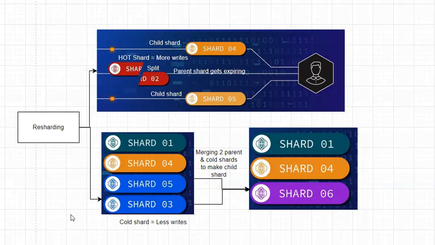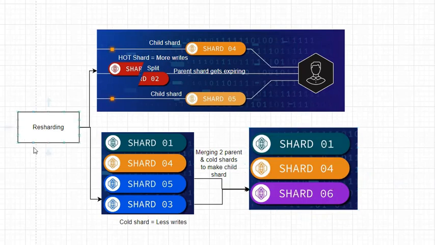So let's say you have two shards in your stream that are getting very few reads and writes, that is, very low throughput. In order to reduce your cost on the shards, you can merge them. You can merge two parent shards into a single child shard. While merging, and after merging, it can support both reading and writing.